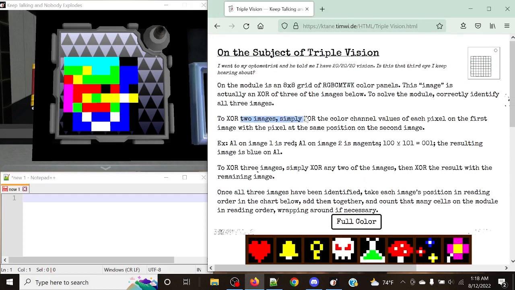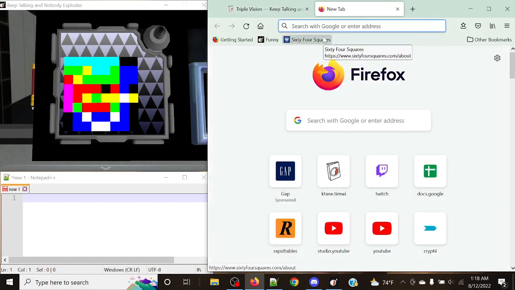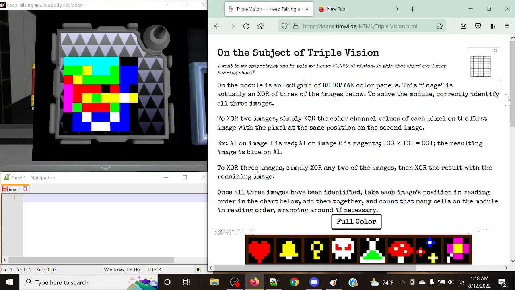To XOR two images, simply XOR the color channel values of each pixel on the first image with the pixel at the same position on the second image. So for example, A1 on the image is red, which in this case, it gives it to you in a binary form. Just as a fair warning, before you get into the module here, I would advise knowing how red, green, blue tables work.